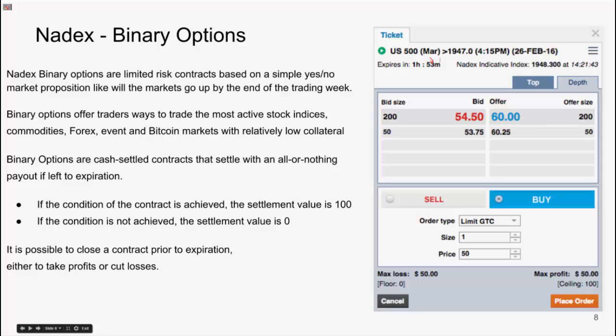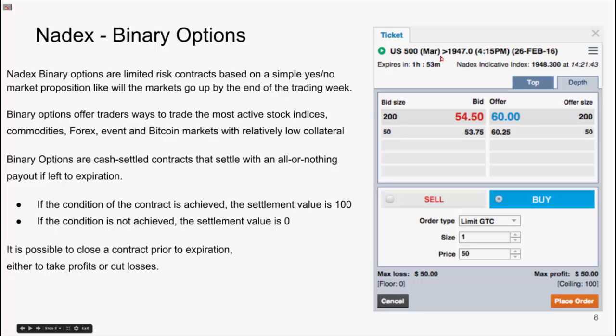So in this specific ticket here, I'm going to explain really how this product works. When you go into Nadex, whether you're demoing or you're live, there's going to be multiple strikes. In this case, it's the US 500, which is the E-mini futures contract. It's always the US 500 is the E-mini futures contract, which in this case was trading at 1948.3. Okay, 1948.3 was what the E-minis were trading.